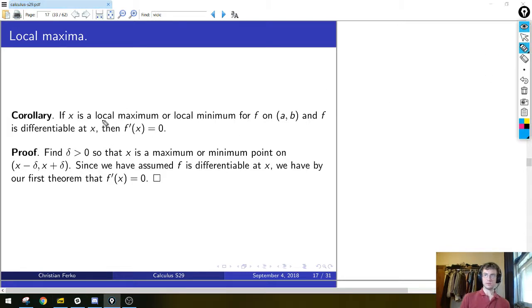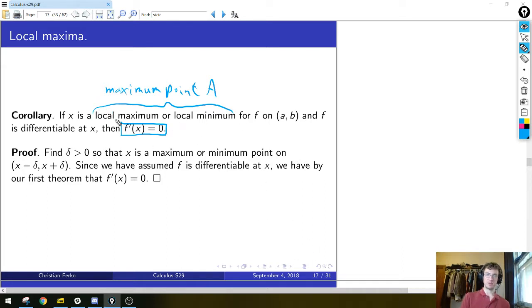So if x is a local maximum, or again a local minimum, for f on an open interval AB, and the derivative at x exists, so f prime of x exists, then again f prime of x equals 0. This is almost the same as the theorem we had several slides ago, but remember the theorem on the previous slides had a slightly different definition. There, this was replaced by a maximum point on A. So I'm just being very careful here. We have a new definition, so I'm just showing that the same result holds for this local notion. But the proof is very easy.